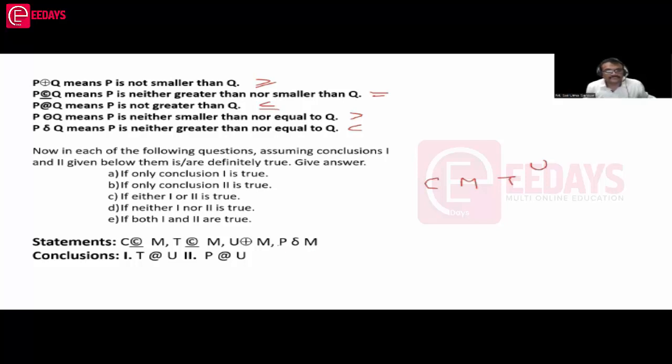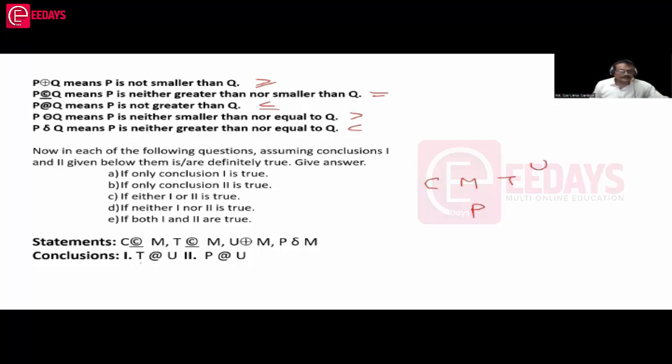Okay. And next P and M. Here P is less than M. Right. Here we know the relation among all these five. C is greater than M, P; M is greater than P, T is greater than P, U is greater than P, U is greater than or equal to C, M, and T. Right. And P is less than all the above four.